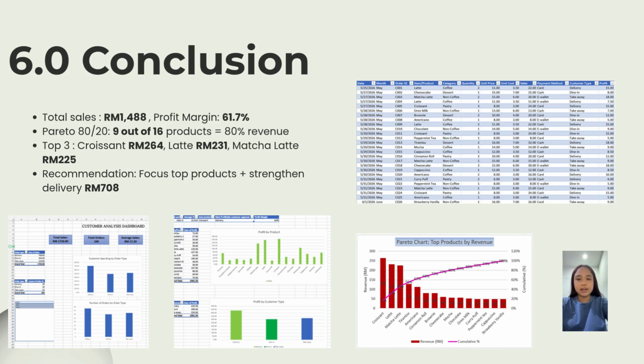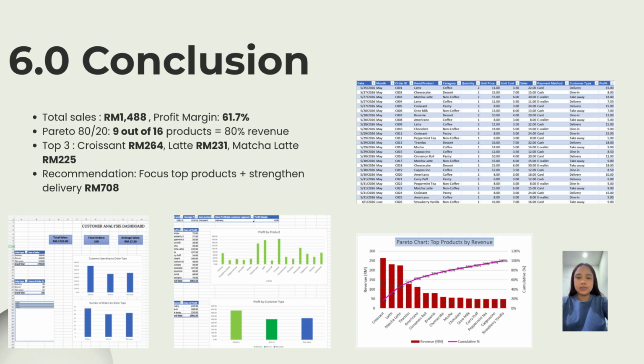So for Sip House Cafe, our dashboard successfully converted raw sales data into clear business insights. First, performance. Total sales recorded 1,488 ringgit with a strong profit margin of 61.7%. The sales trend is also positive, growing from 249 ringgit in May to 1,291 ringgit in June.